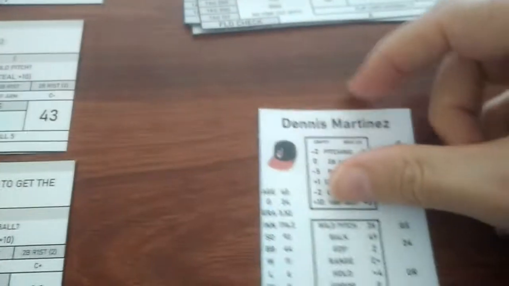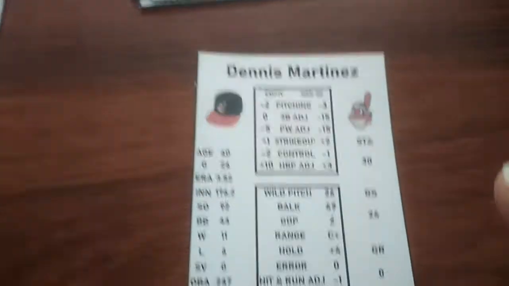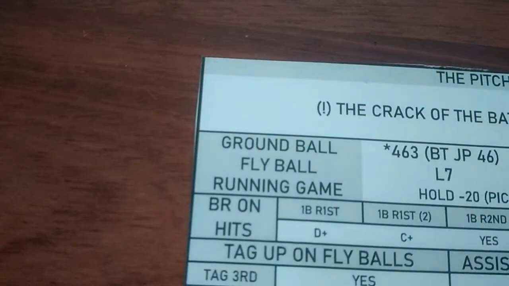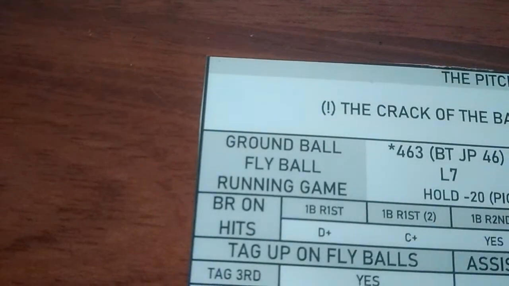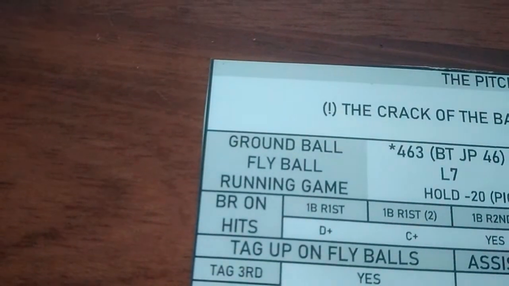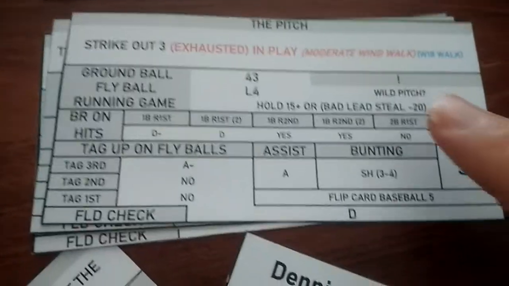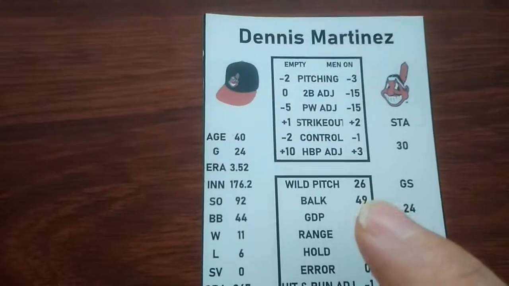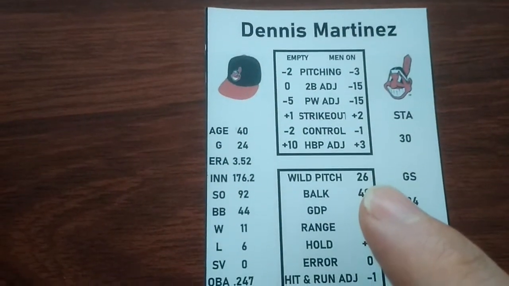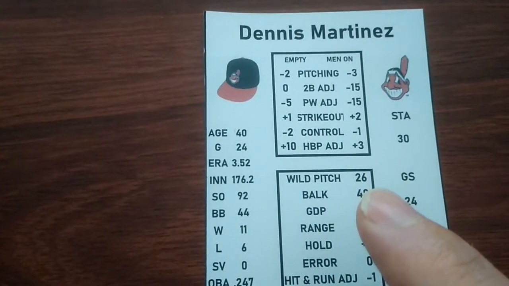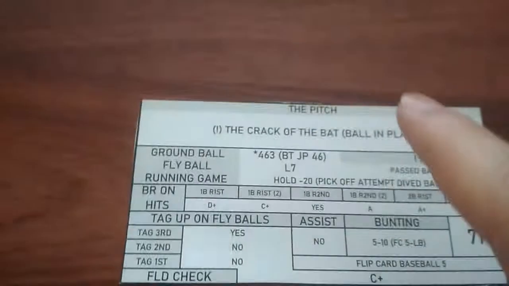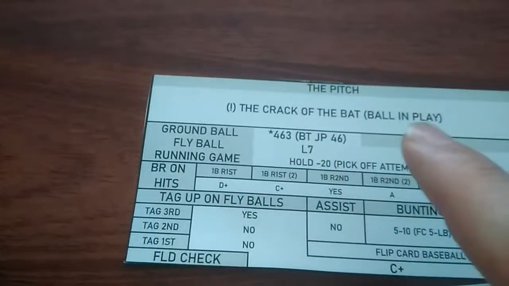So if we just grab a picture here, here's Martinez from the Indians. If you get one of those, say before the play, obviously there's got to be a runner on base for this. Say you got this card over here to indicate a wild pitch. We would go down and we would look at the wild pitch rating of Martinez. A 1 to 26 would be a wild pitch. Otherwise, we would put the ball in play, which is the next description.